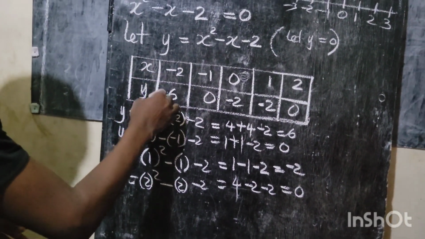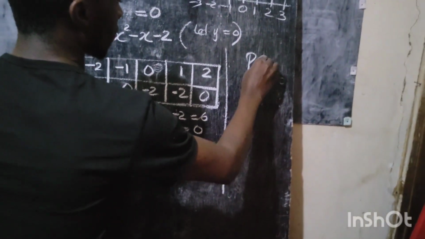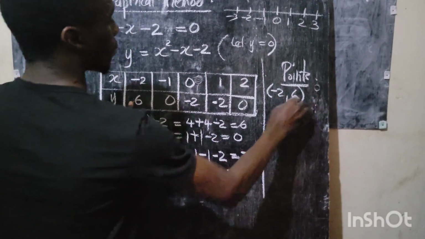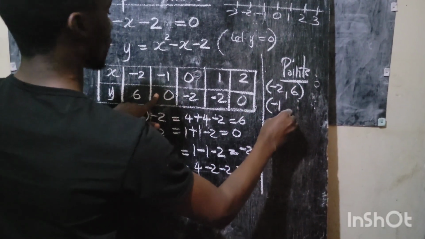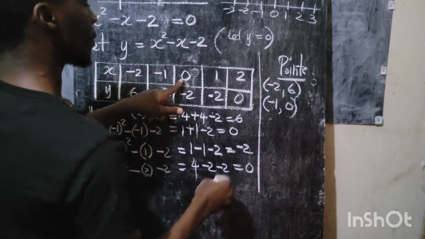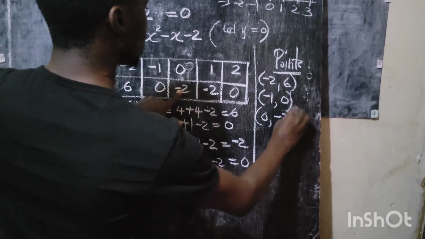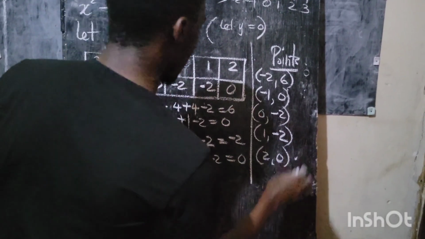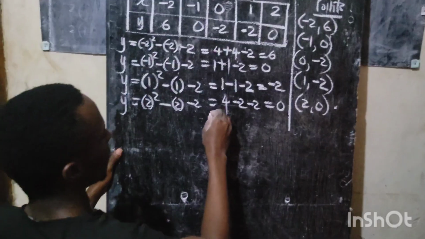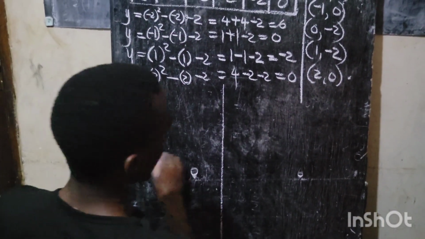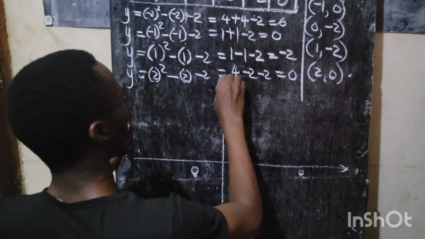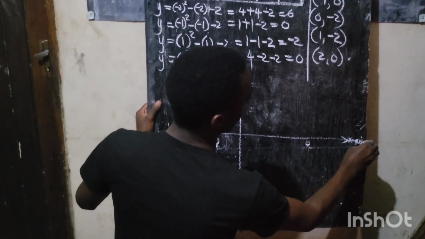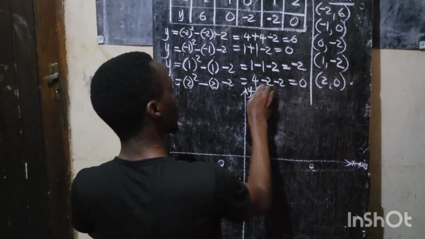So we are going to use these as points. Our points are negative 2, 6; negative 1, 0; 0, negative 2; 1, negative 2; and 2, 0. So we shall come to our x and y axes. Of course, this is our x-axis, and this is our y-axis.